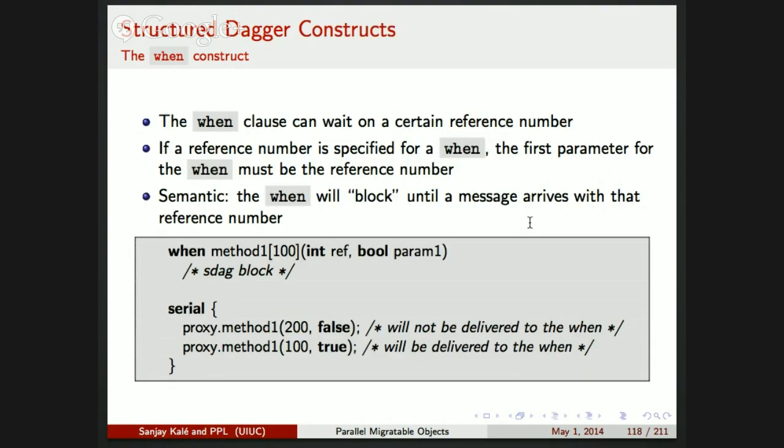We can also use when to wait for reference numbers and get even more complex with the when. So for example, here, if we're doing something where the first parameter of our method is an integer, we can say, okay, we specifically want to wait for this method call where the first parameter is this integer. So then here, we do the serial block and send it two invocations of method 1. The first one doesn't match the when, so it won't be executed, and this one does match, so it will be executed. So you can do this, for example, to make sure iterations happen in the correct order. If you pass the iteration number as the reference number, then you make sure that if you have information for iteration 2 and 3, you'll do iteration 2 first, for example.